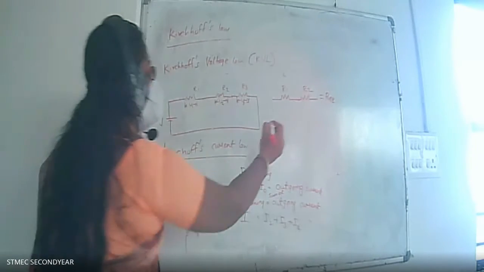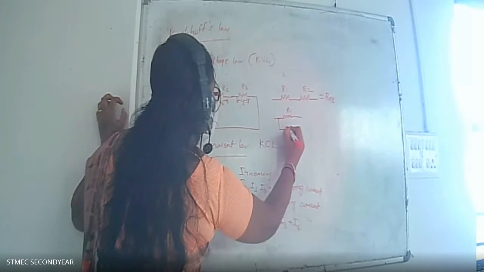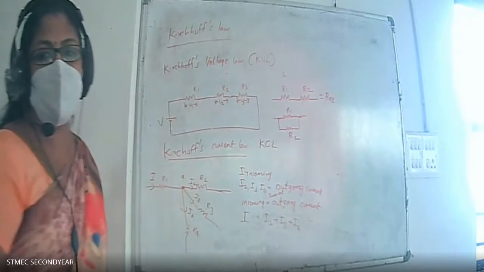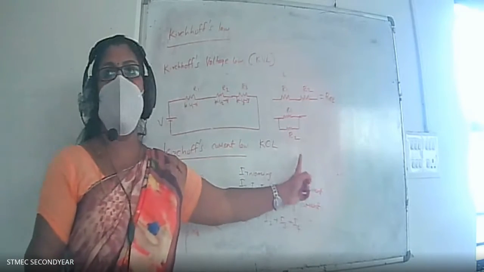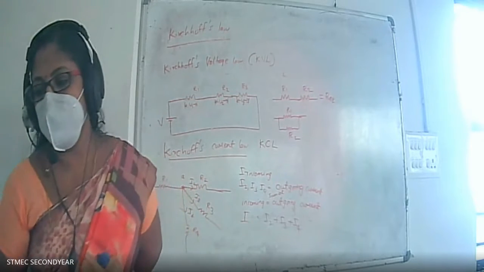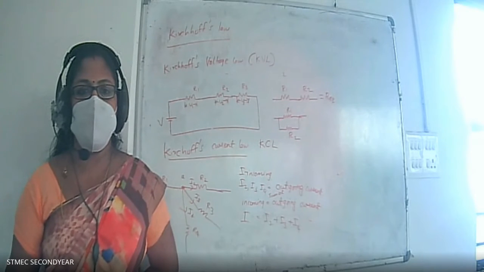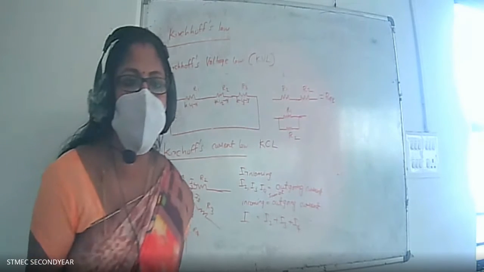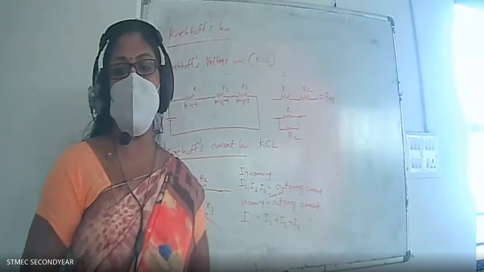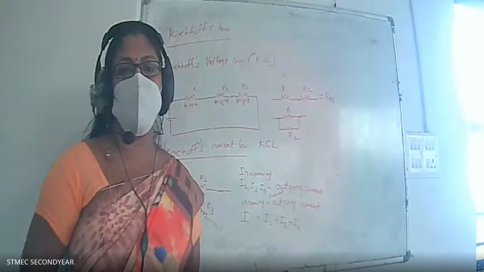Nikhil Das, R equivalent is equal to R1 plus R2. And suppose R1 and R2 are connected in parallel. What is the equivalent resistance? Can you say? Anas Roshan, what is the equivalent resistance when R1 and R2 are connected in parallel?